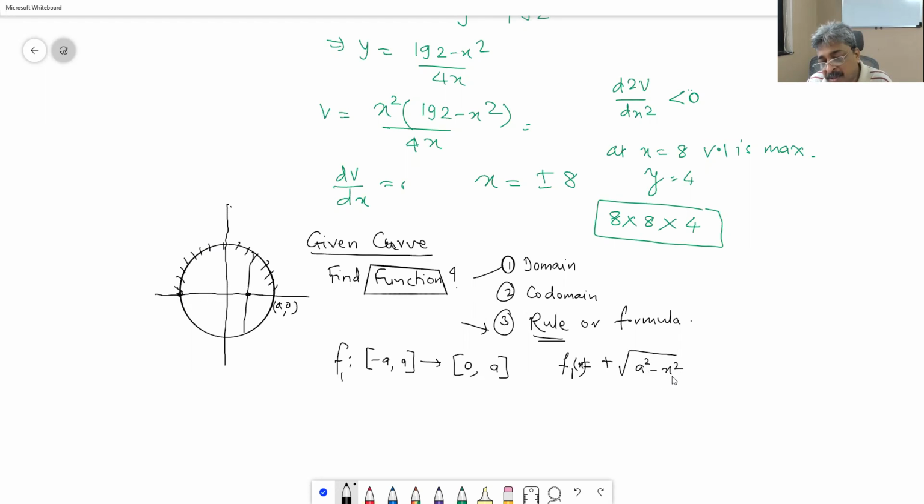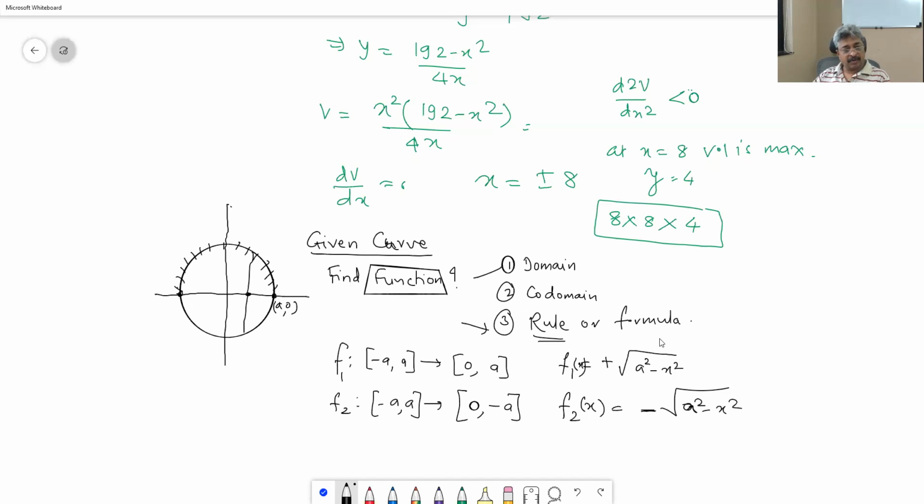Including 0. If x is equal to 0, or x is equal to minus a or plus a, you will get 0. So including this, you need to define f2 from the same domain to codomain 0, minus a. f2 of x is equal to the opposite of radical a square minus x square. Is that correct? Good.